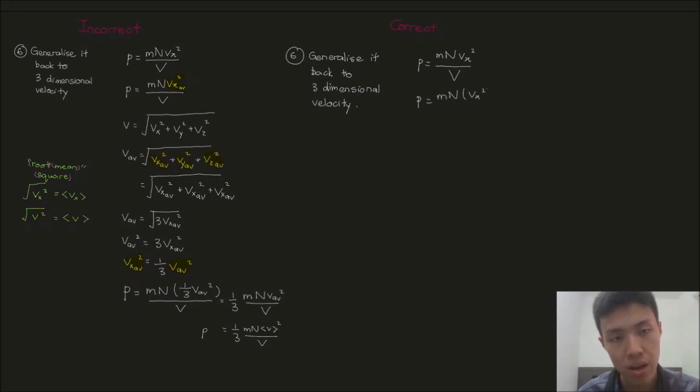Vx square average. Now it might seem like the same to you, but it's actually different. What you see here on the left, Vx square average, is different from what you see on the right, Vx square bracket, then after that average. What's different is, for the one on the left, you can think of it as you take Vx, average it, and then you square.